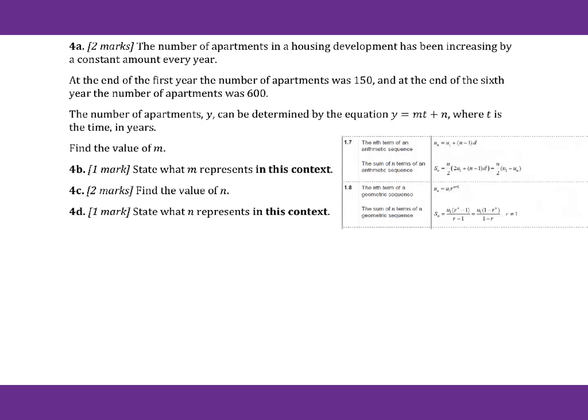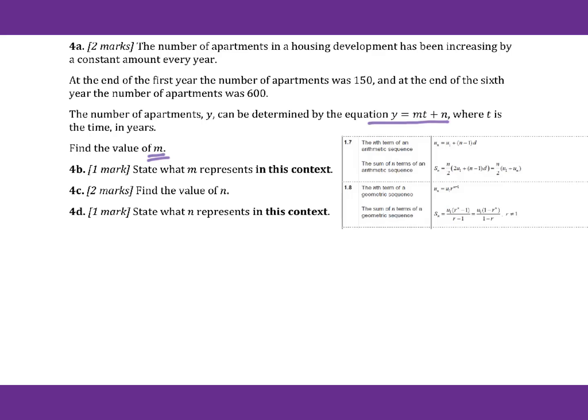Go to 4a. The number of apartments in a housing development has been increasing by a constant amount every year. At the end of the first year, the number of apartments was 150, and at the end of 6th year, the number of apartments was 600. The number of apartments Y can be determined by this equation, where t is the time in years. Find the value of m.